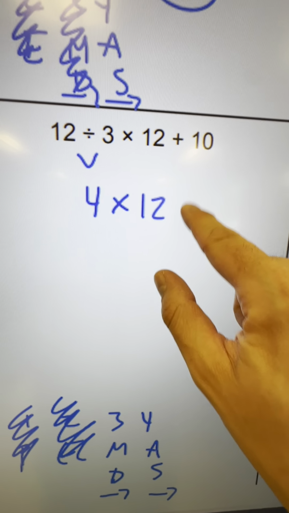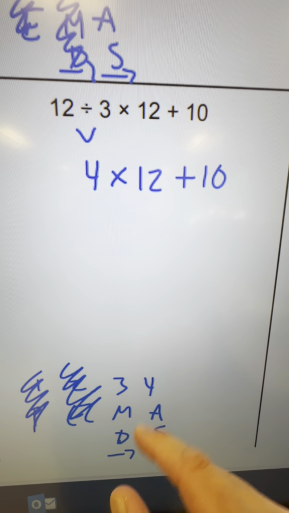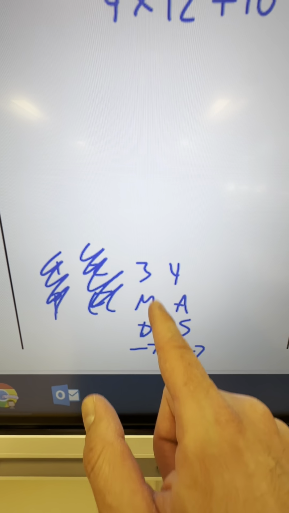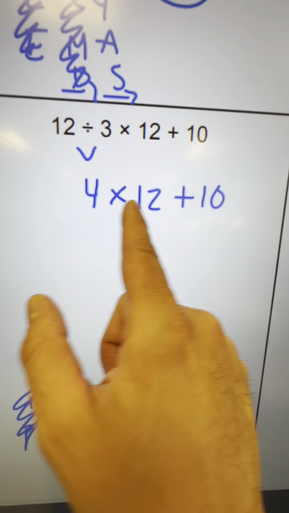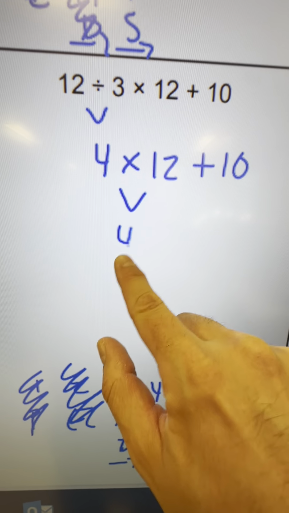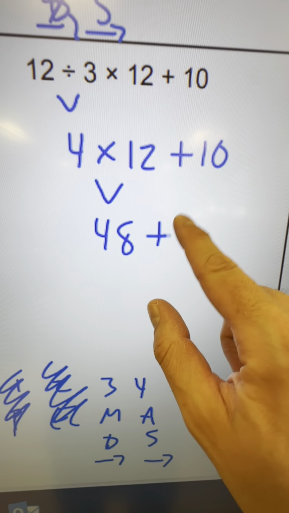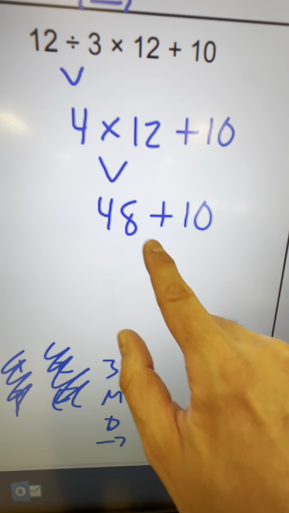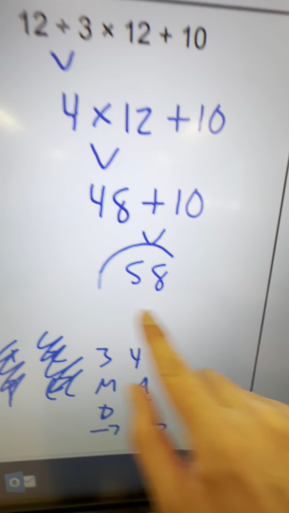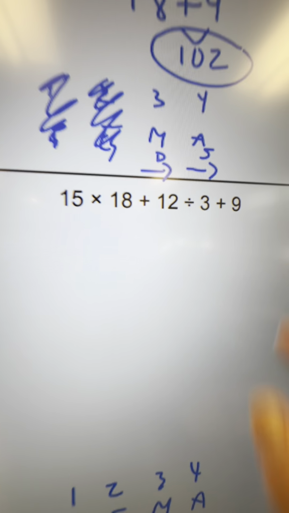Times 12 plus 10. And now we're still on step 3 because we have to keep scanning for both of these. So now I can see I do have multiplication. So when I multiply this, I get 48. Bring down my plus 10. And clearly the only thing left to do is add. And that gives me a total of 58. And that gives us our very last problem.